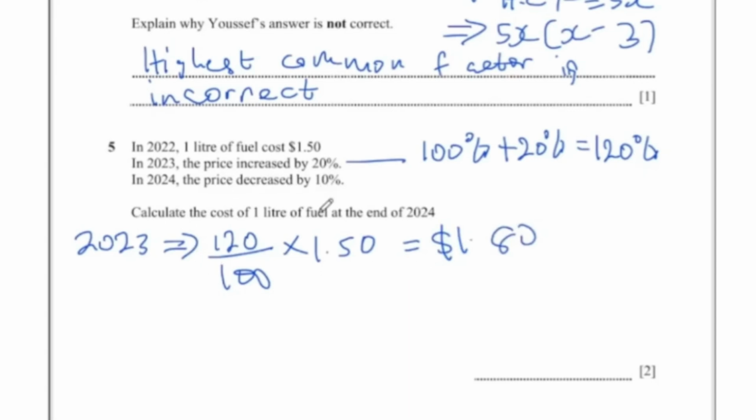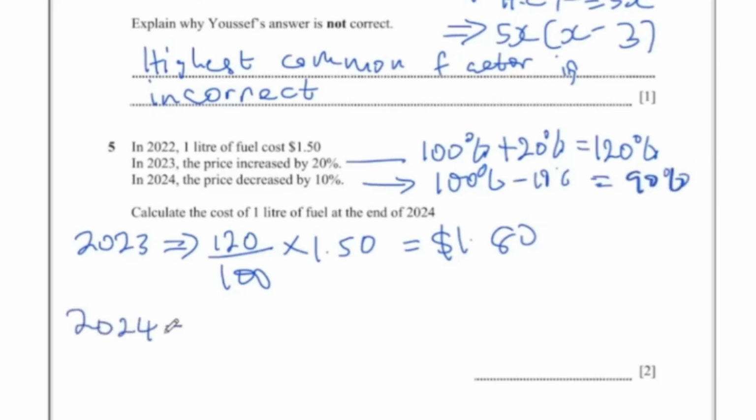Now in 2024, there's a decrease. A decrease implies that we're going to have 100% minus 10%. So this gives us 90%. So in 2024, this is what's going to happen. We're going to have 90%, which is 90 over 100 of the price at the end of 2023. So that gives us 1.80.